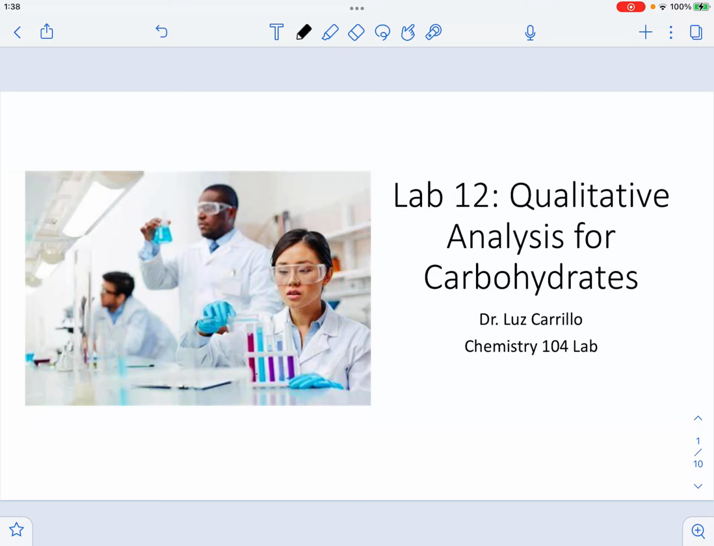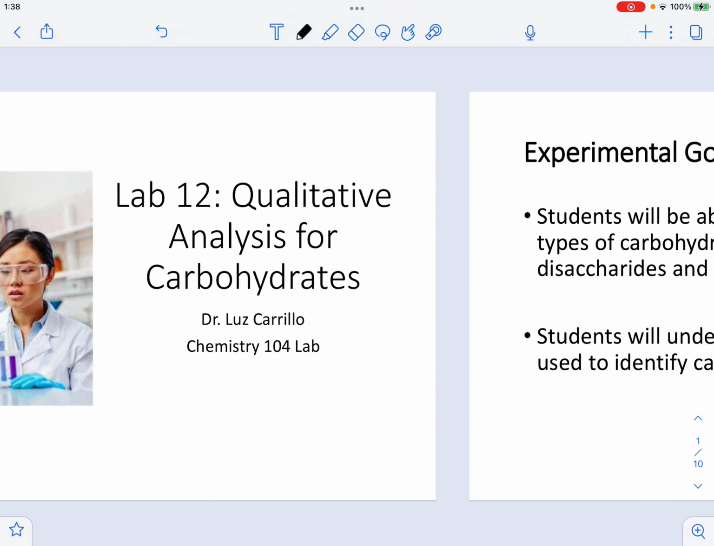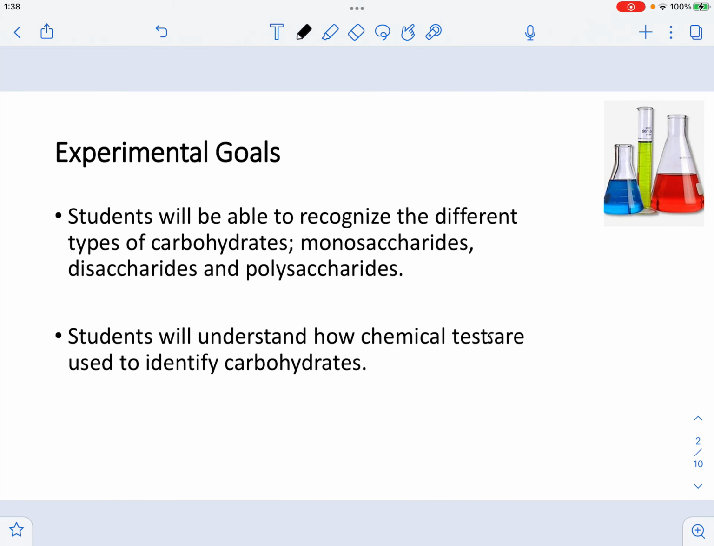In this video, we're going over the background for Lab 12, which is titled Qualitative Analysis for Carbohydrates. The goals of this experiment include that students will be able to recognize the different types of carbohydrates, which include monosaccharides, disaccharides, and polysaccharides. And students will be able to understand how chemical tests are used to identify carbohydrates.